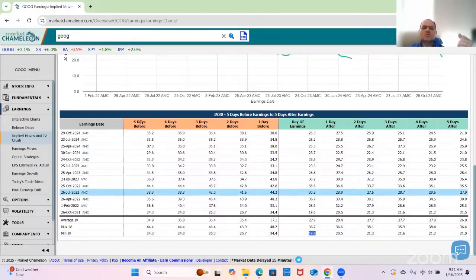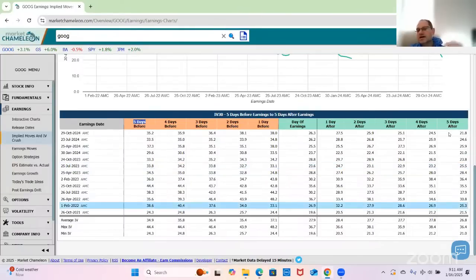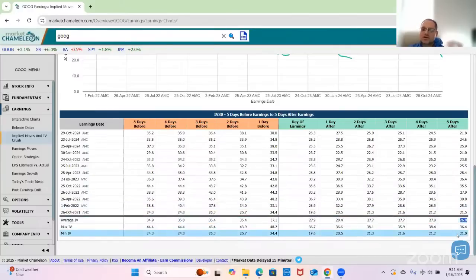We could see here this table in particular starts 5 days before the earnings announcement and goes all the way out 5 days after, to here. So it's a quick reference table to see and compare the current implied volatility and where it falls within its historical range.